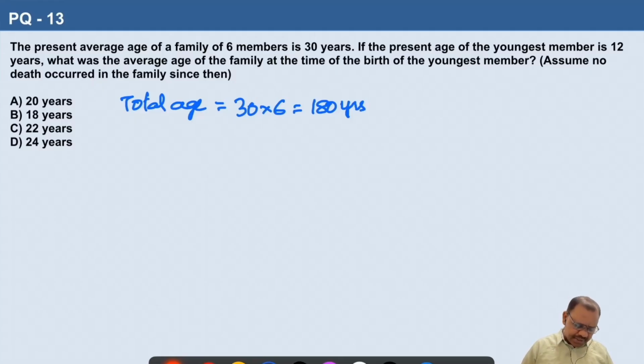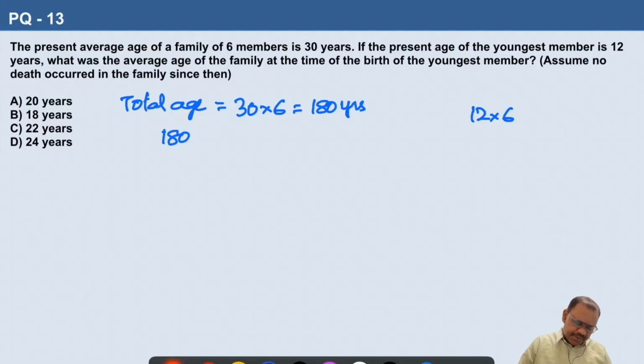So the youngest member is 12 years. Let us subtract the age of the youngest member, 180 minus 12. So that is 168. This is the sum of the ages of all the persons. No, we need to subtract the ages of all the persons. So there were total 6 persons, right? Every person 12 years, so we have to subtract. So that means 12 into 6.